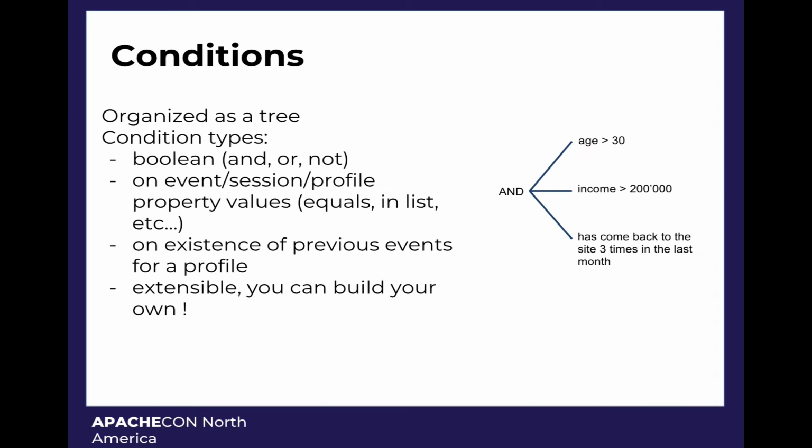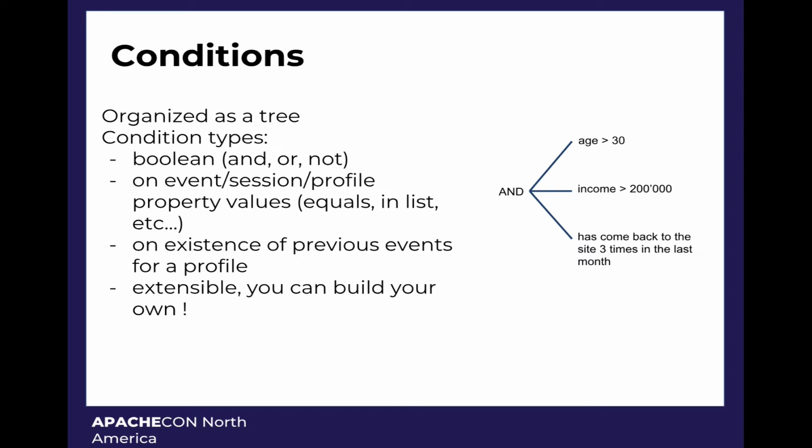The conditions are organized as a tree. So here you have, again, the same example. There are different condition types available out of the box. You can have Booleans, property value conditions on events, sessions, and profiles. You can have conditions on the existence of previous events for a profile. So has the person seen pages in the last 10 days? And of course, it's extendable.